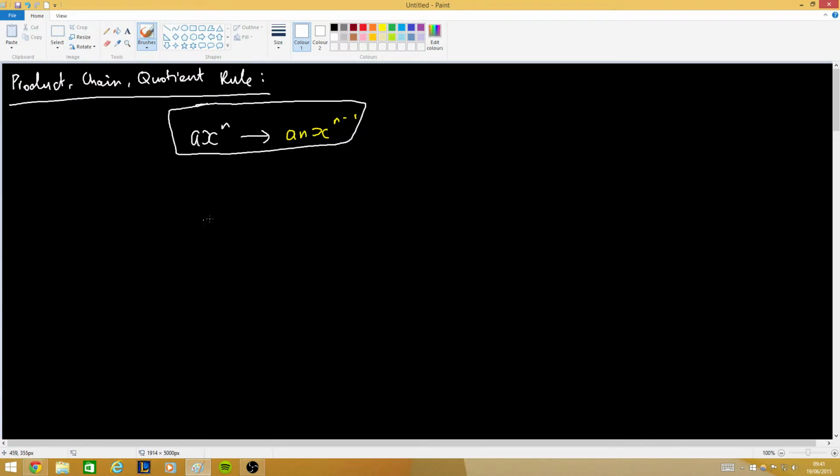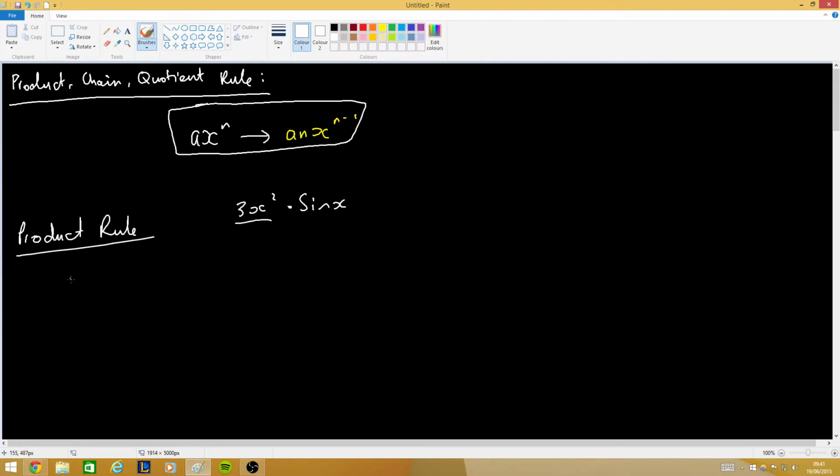But say, what if we had something in the form 3x squared times sine x? What if we had something like this? It's not in our form ax to the n. Well, one of them is, but then we have this sine x here as well. We can use something called the product rule.